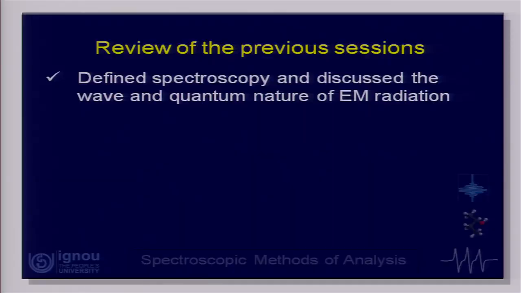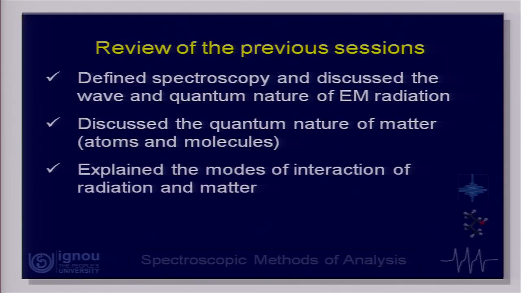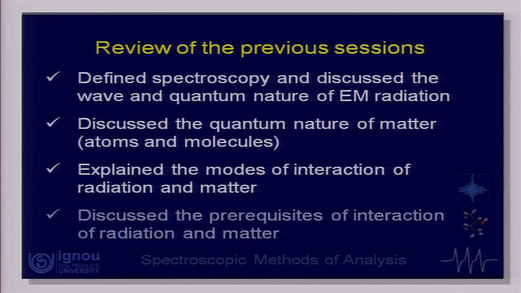What we have done so far is, we started by introducing the concept of spectroscopy and defined it to be the study of interaction of radiation and matter. Having done that, we moved on to talking about the nature and characteristics of the EM radiation. And then we moved on to discussing the nature of the matter, that is atoms and molecules, because our spectroscopy is study of interaction of radiation and matter. Then we continued our discussion and moved on to the interaction between the two. We talked about different possibilities of interaction and the prerequisites for that kind of an interaction to take place. That's where we are so far.